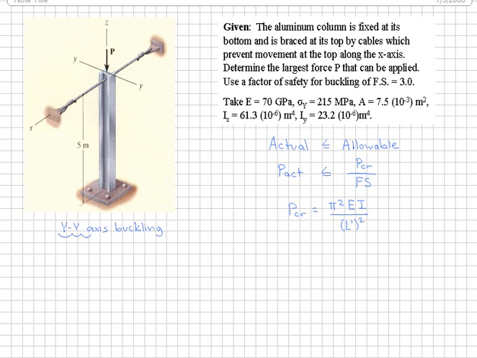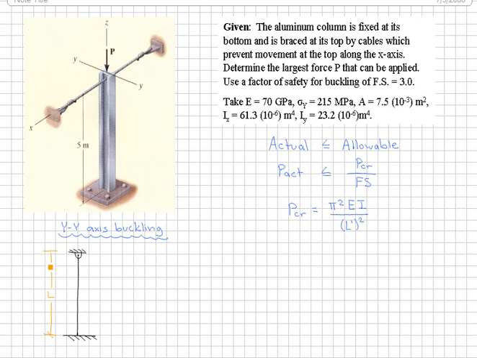Now it's always best to find the effective length by beginning with a picture. So we'll begin with drawing our column of length L. We know that the column is fixed at its base, so we can draw in that support condition. Now the two cables at the top of the column are going to prevent the column from moving along the x-axis. Therefore, it is appropriate to model the top of this column as a pin connection.